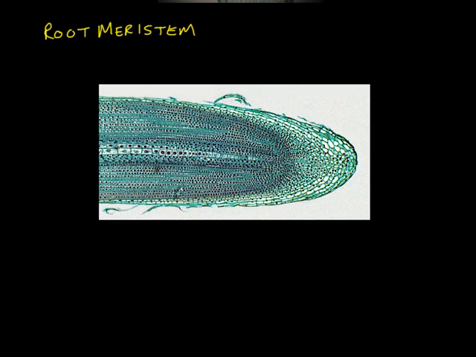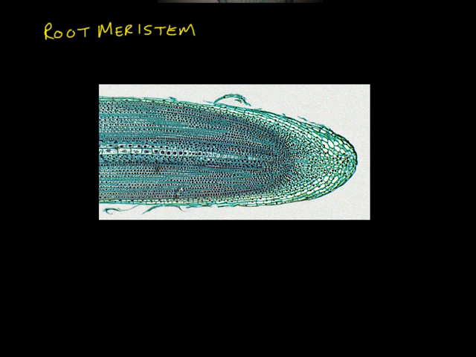The next type of meristem that we're going to be talking about are root meristems. And guess where they're found? They're found underground. They're part of the roots. The root meristems, for the most part, are found at the tips of the root. And this is what a root tip looks like.